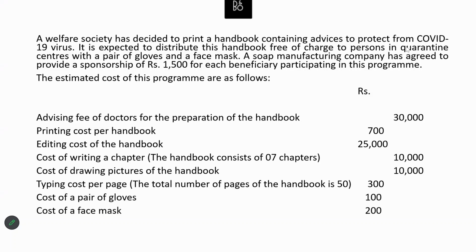Number six, typing cost per page. Page typing cost is 300 rupees per page. One book has 50 pages, so 50 into 300 is the total cost, I think 15,000. The next one is the cost of a pair of gloves. One pair of gloves is 100 rupees. Finally, the cost of a face mask. One face mask is 200 rupees. These are the cost information.